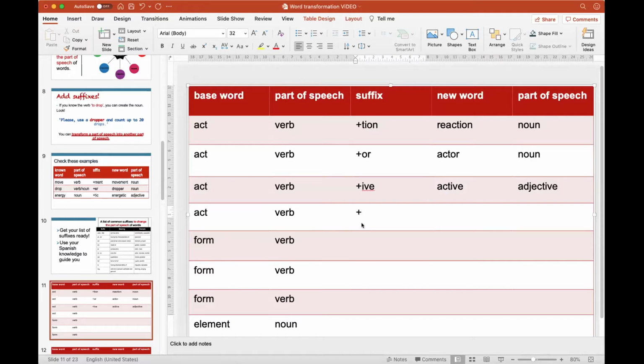Again, another one. We can add ally, and we get actually, and it's an adverb. Adverb, perfect. And we could even add here, for instance, a prefix, no? Exactly. Yes, you can also do that. You can have a prefix and a suffix, no? Yes, very nice. How about form?